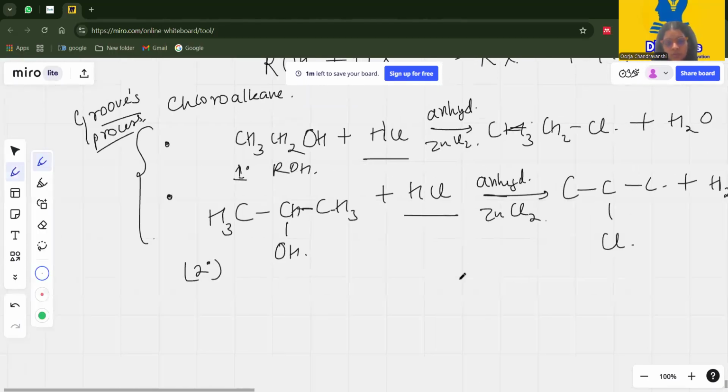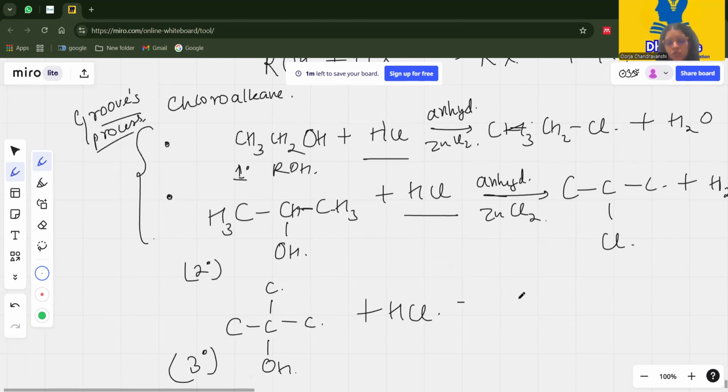So this is called Groove's process. However, if I take 3 degree alcohol for preparation of tertiary alkyl chloride, it can just take place at room temperature. So I'll get this. Now, what is the reason for it?